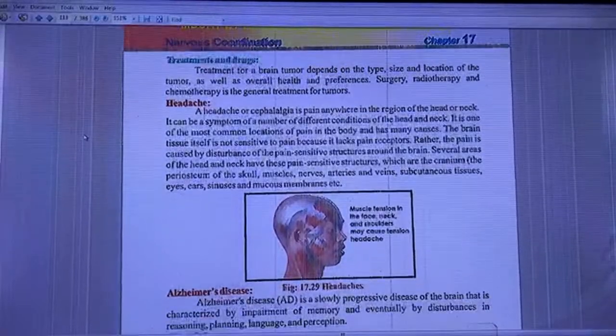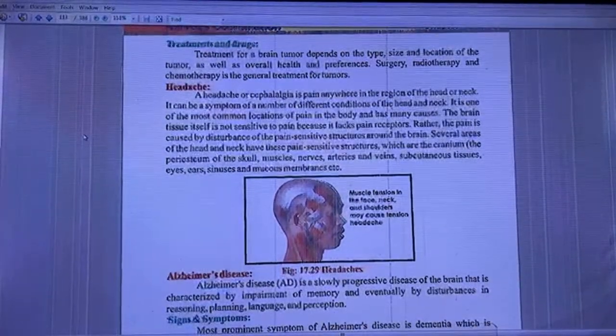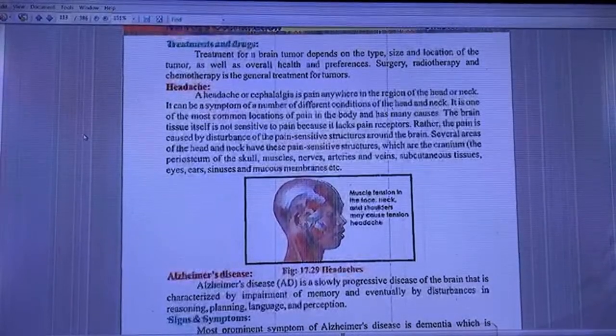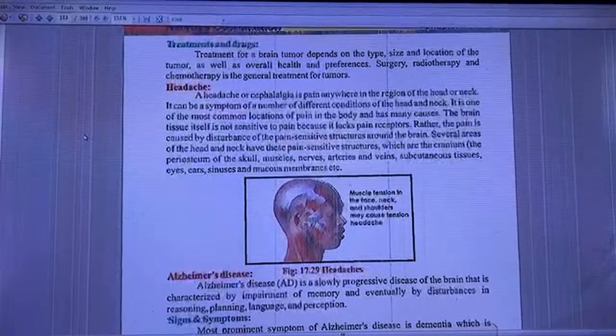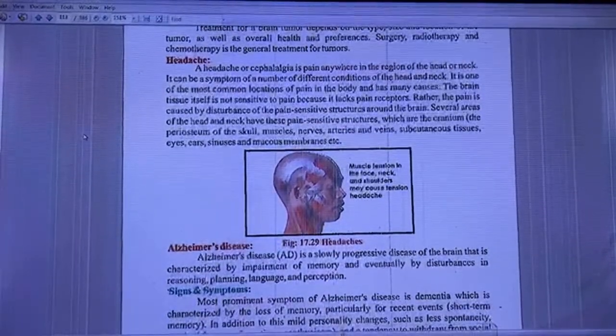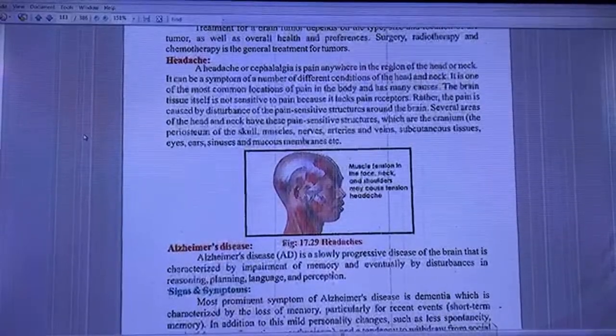Headache. Headache, or cephalgia, is pain anywhere in the region of the head or neck. It can be a symptom of a number of different conditions of the head and neck. It is one of the most common locations of pain in the body and has many causes.